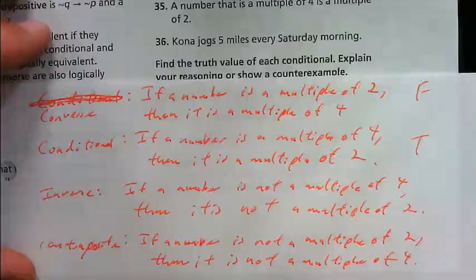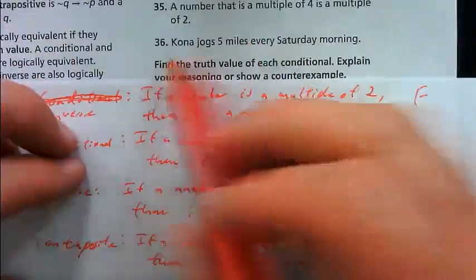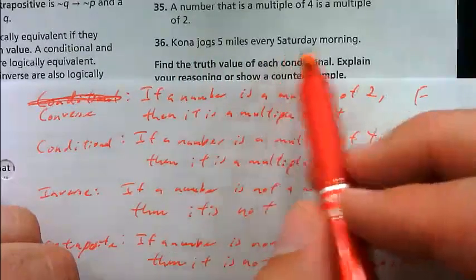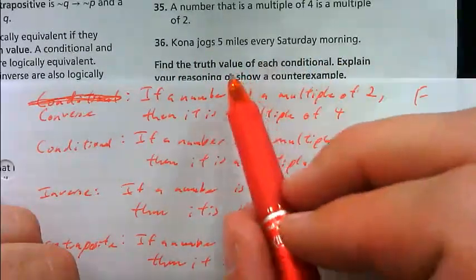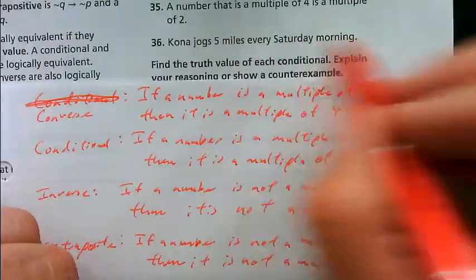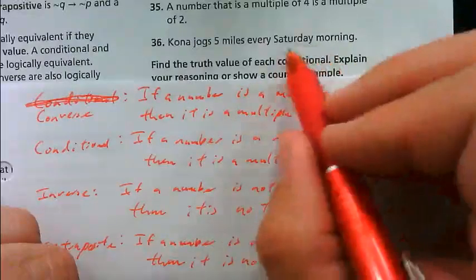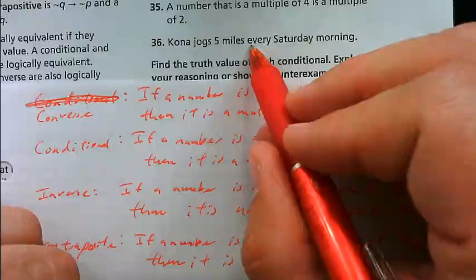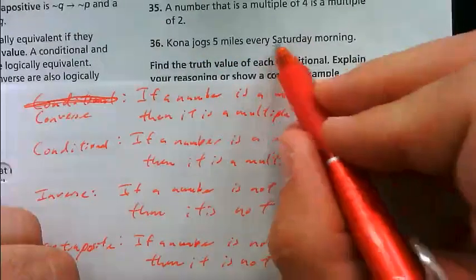All right, for the next one, instead of writing it all out to save a little time, I'm just going to say these out loud. Kiona jogs 5 miles every Saturday morning. So we could say, if it is Saturday morning, she jogs 5 miles, because she could jog 5 miles other days of the week. So every Saturday morning she jogs 5 miles. This is our hypothesis. This is our conclusion.